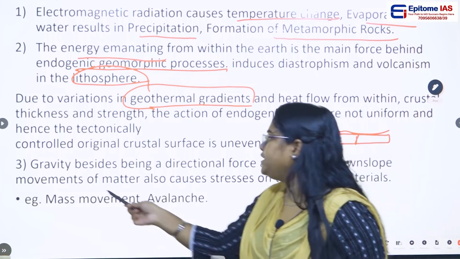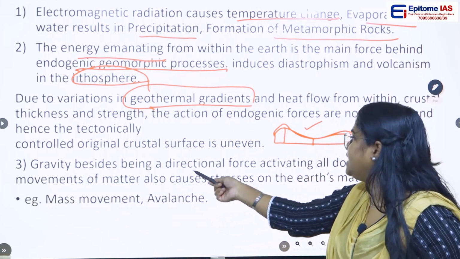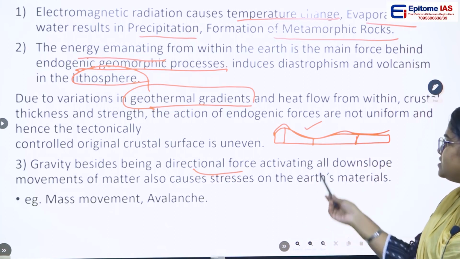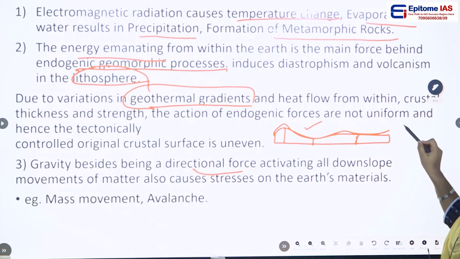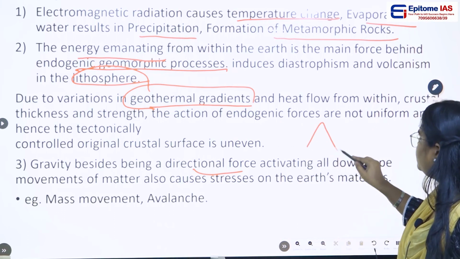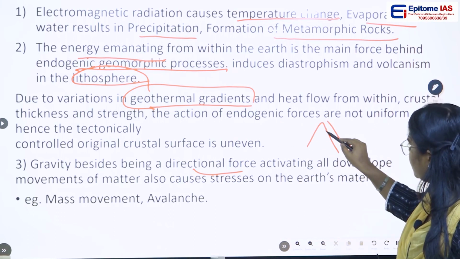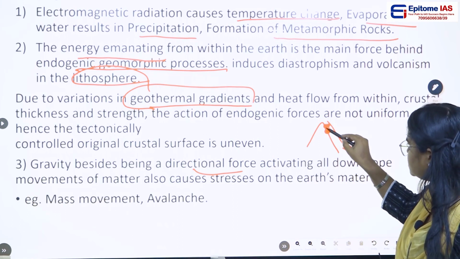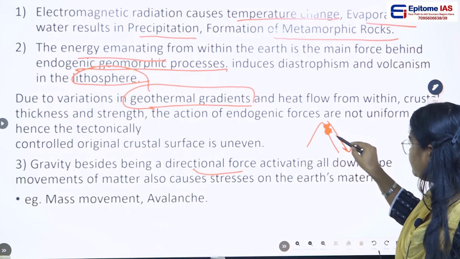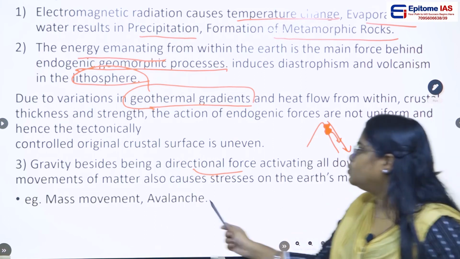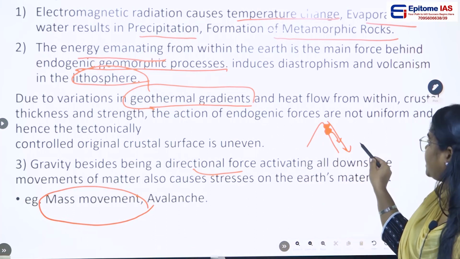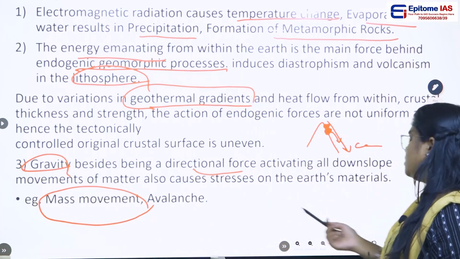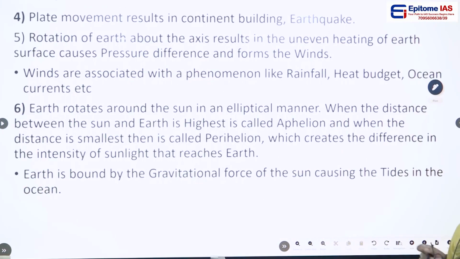And the third point, gravity. Besides being a directional force, activating all downslope movement, it also causes stress on the Earth's material. Let's say we have a mountain. This is a slope which we have, and there are some rocks here. Gravity acts on this rock, and it will cause mass movements, and this will impact the surface of Earth. So gravity is one of the factors which influences the surface of Earth.